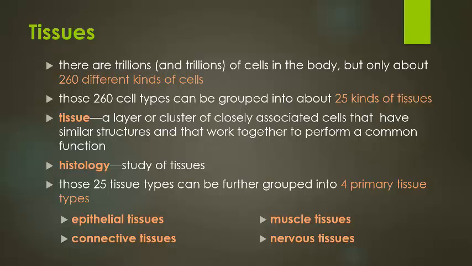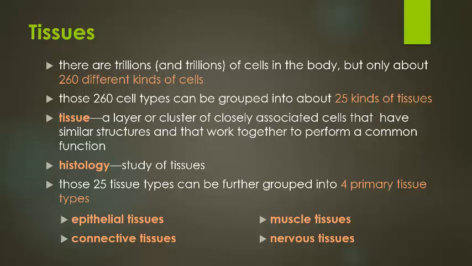A tissue is a layer or a cluster of cells that are closely associated, so they're usually connected to each other. And they're cells that have a similar structure, and because they have similar structure, well, they have similar functions as well. And so all these cells work together to perform a common function in the body.